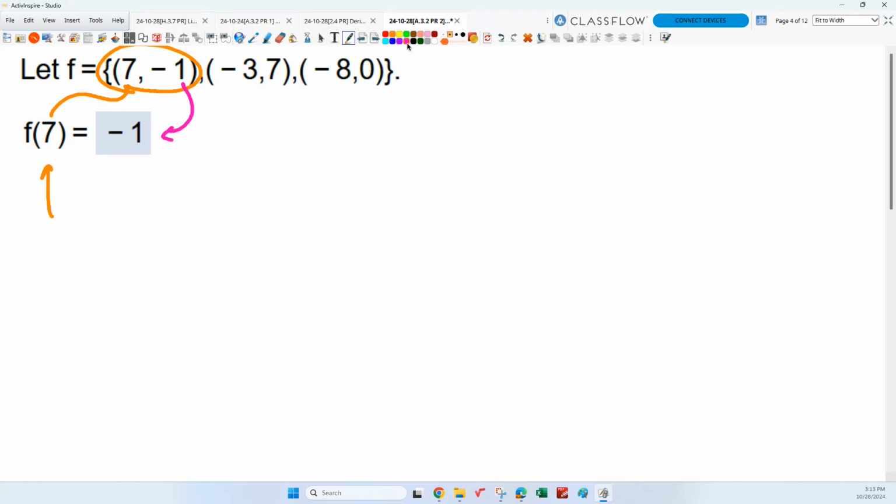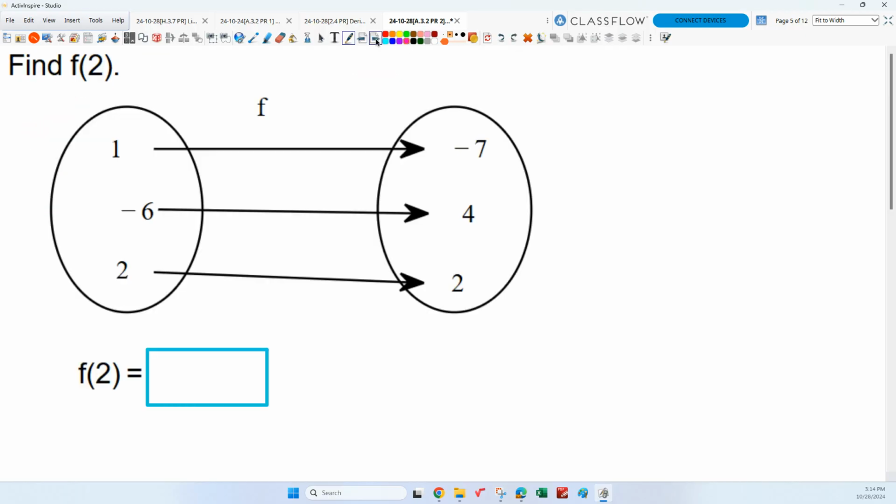Okay? Give me thumbs on that. How are we doing? Up, down, sideways. f of -3 would be 7. That's right, f of -3 would be 7, exactly. Okay. Same question, different representation. There's a different way of representing the function as a mapping.